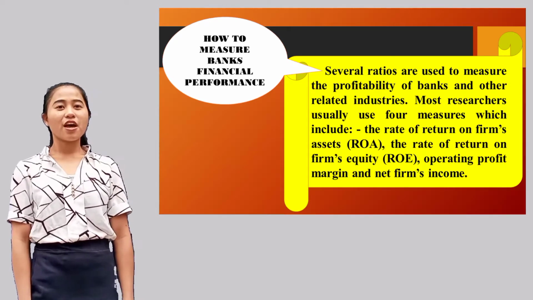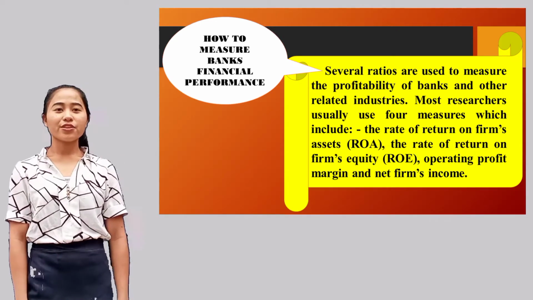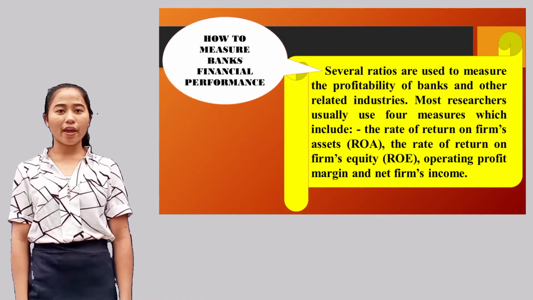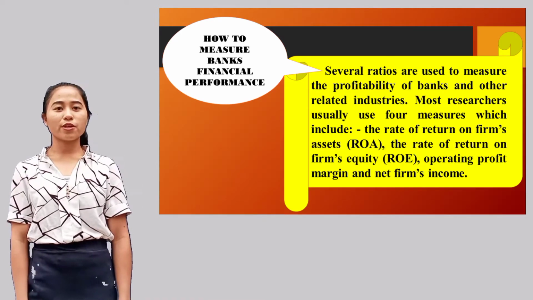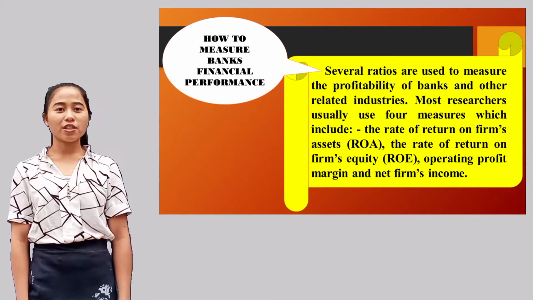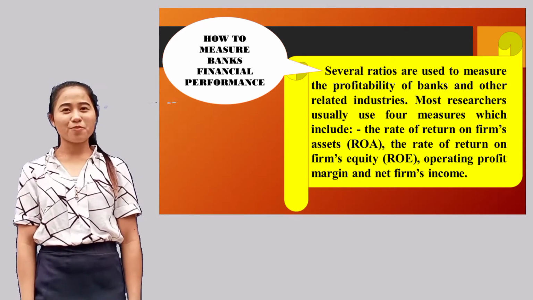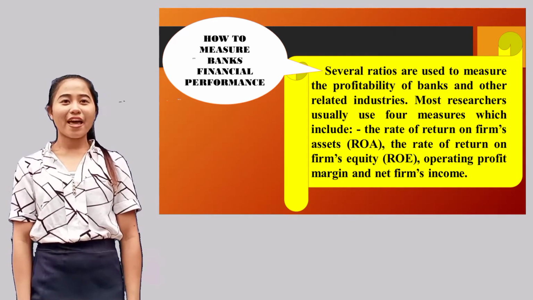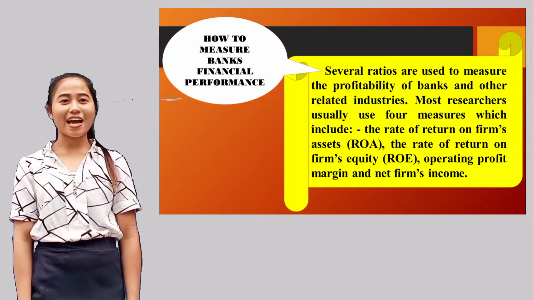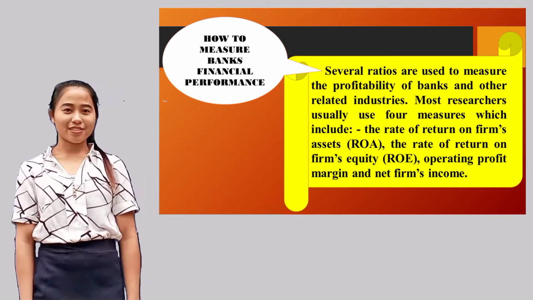Most researchers usually use four measures which include the rate of return on firms' assets or ROA, the rate of return on firms' equity or ROE, operating profit margin, and net firms' income. In measuring banks' financial performance, the ROA reflects the ability of a bank's management to generate profits from the bank's assets, though it may be biased due to off-balance sheet activities.